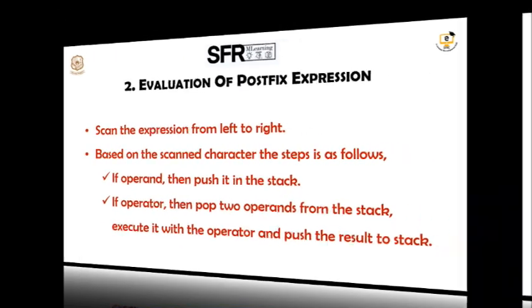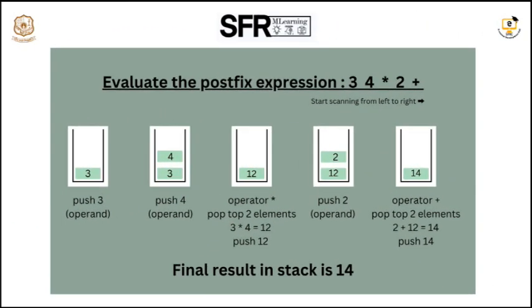So, let us see clearly with an example. Let my expression be 3, 4, star, 2, plus. This is a postfix expression. First, 3 is the scanned character, it will be pushed directly to the stack, and then 4 is scanned, it will be pushed to the stack. The next character scanned is star. As it is an operator, 2 operands must be popped out from the stack. So, 4 and 3 will be popped out, and executed with the operator. 3 times 4, the result is 12. The 12 is pushed back to the stack.